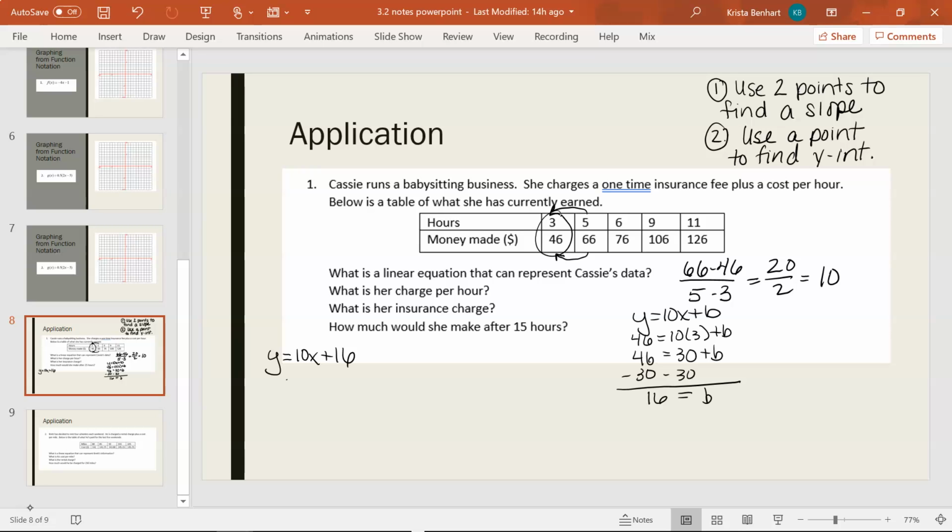Her charge per hour is right there. That is $10 per hour. Here is her one-time insurance charge. And after 15 hours, we just need to plug in 15 for the x and make sure we add that insurance charge back on. So I have y equals 150 plus 16. So we have y equals 166.